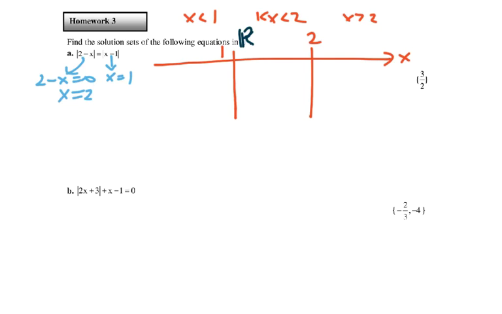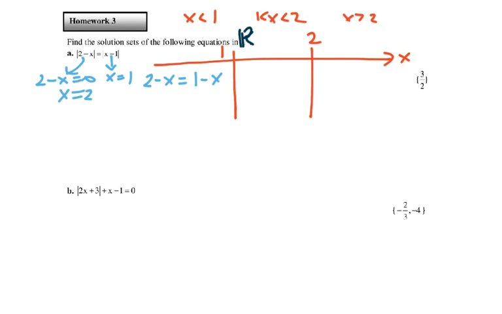And the way we do this is, for each region, check if the expressions are positive or negative. So let's pick something less than 1, I don't know, let's say 0. So if we say 2 minus 0, that's positive. So we'll just have 2 minus x. And 0 minus 1, well, that will be negative. So this will be equal to a negative value, which would be 1 minus x.